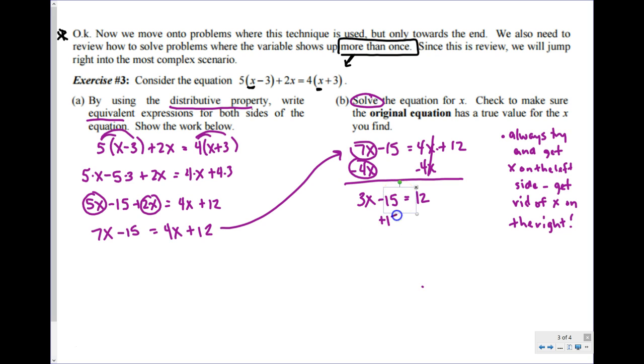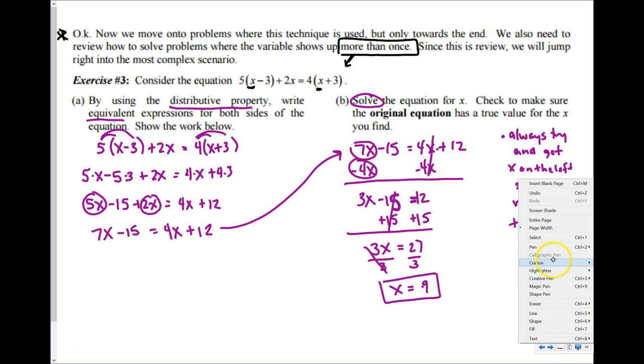So, next step, add the 15. Okay, these cancel out, and 3x equals, what's 12 plus 15? 27. Divide both sides by 3, and x equals 9.